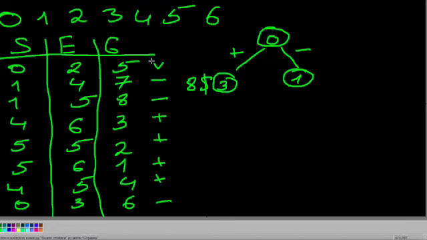Let's try this one. Let's say we skipped over this one and we chose this one. We cannot choose this one. It overlaps. This one overlaps. This one is fine. This one is fine as well. This one overlaps. And this one again overlaps. 0, 3, and 1, 4. They overlap. So we are left with these two possible choices.